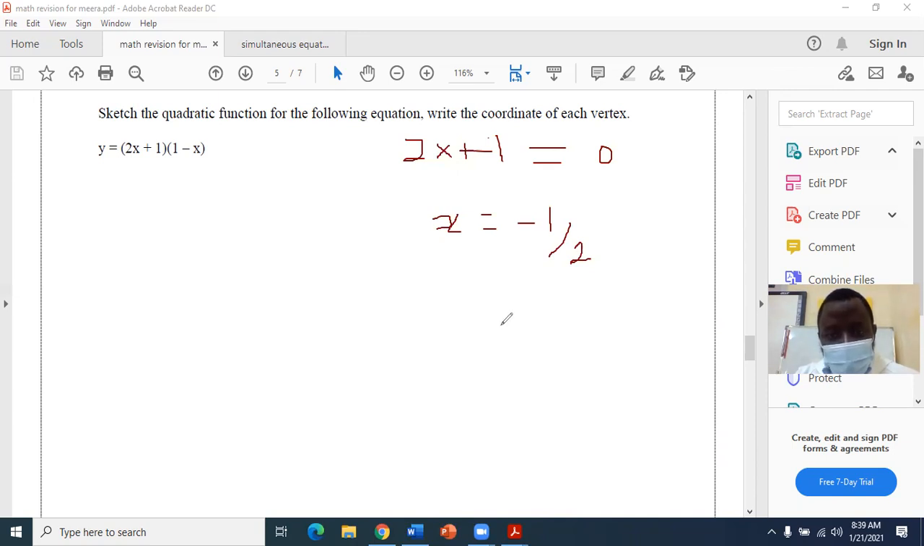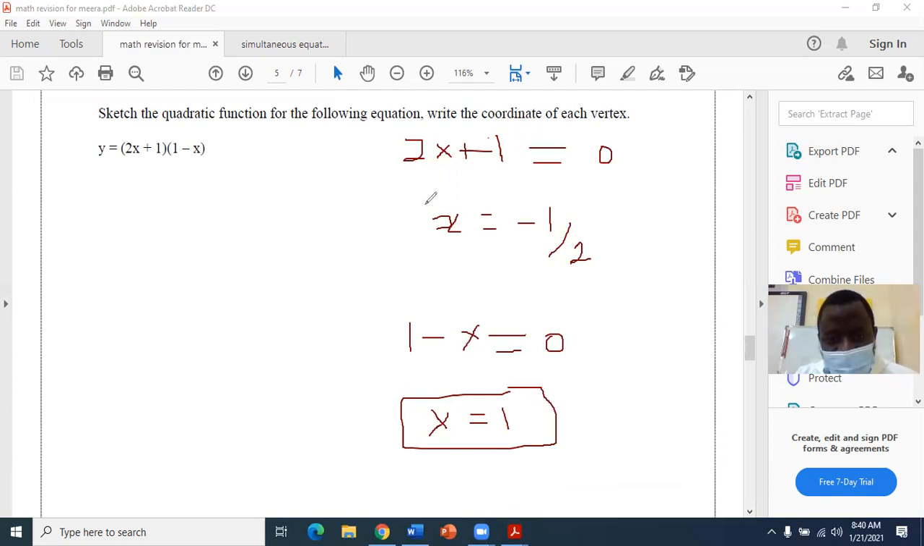Are you following? Beautiful. Now, for the second part, I have 1 minus x equals 0. So if I take it to the other side, you will see that my x equals 1. So x is 1 and x is minus half. This is what I will use to draw my graph.